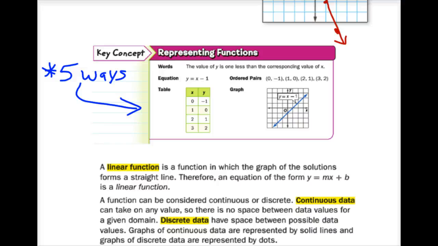I like table. I like the graph. I like tables. Okay. That was pretty.